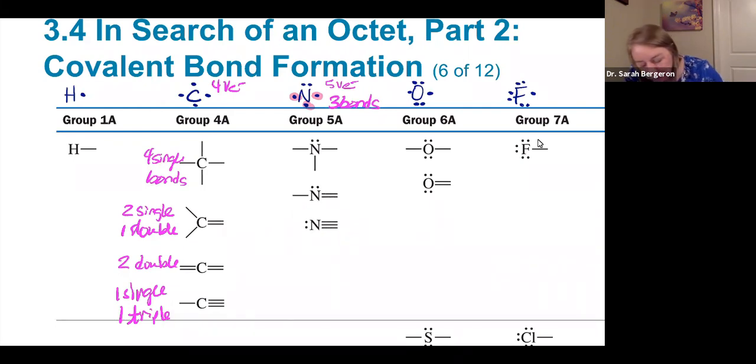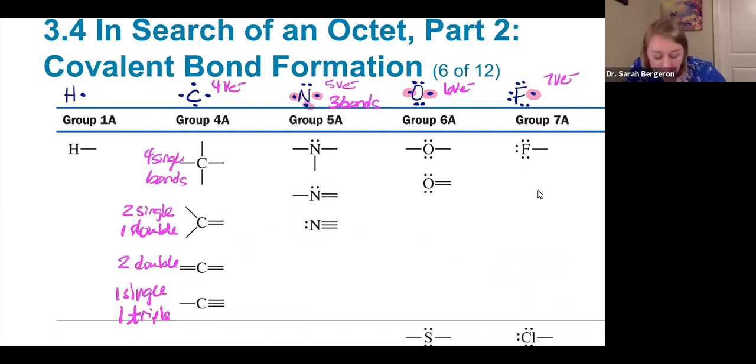Okay, oxygen. Oxygen is in group 6A, so it has 6 valence electrons. When you draw your electron dot structure, what you're going to see is you have 2 electrons that are unpaired. And so you can create 2 bonds with oxygen. There's only 2 different ways that you can do that. You could do 2 singles or a double. Fluorine. Fluorine is in group 7A, so it has 7 valence electrons. But when you do your electron dot diagram, what you're going to see is you only have 1 unpaired. And so fluorine can only make 1 bond.